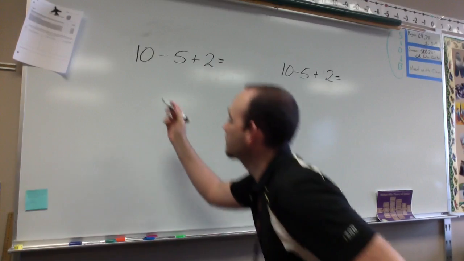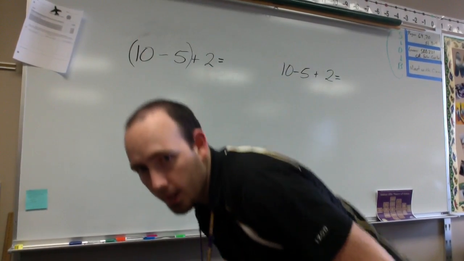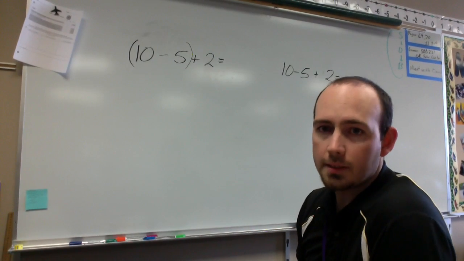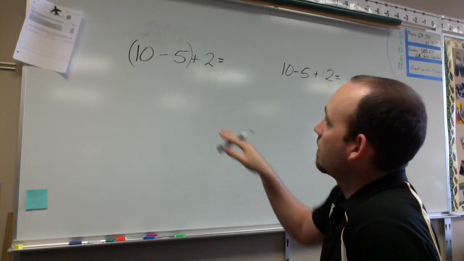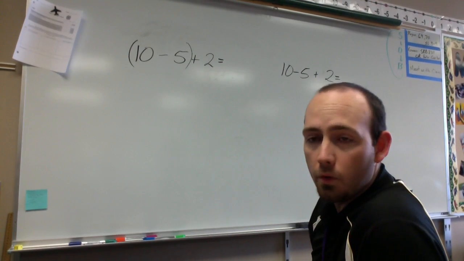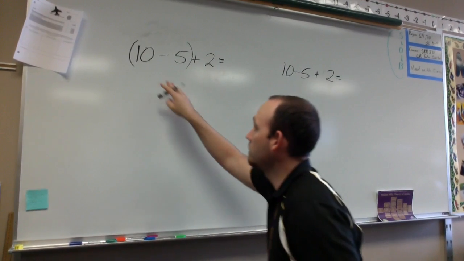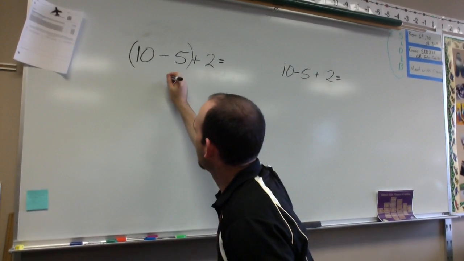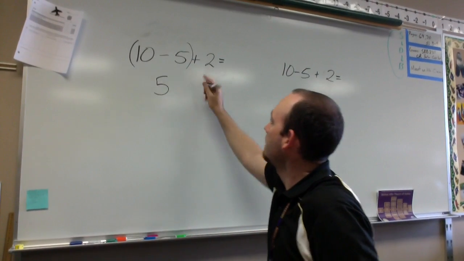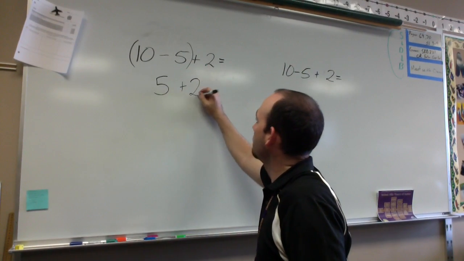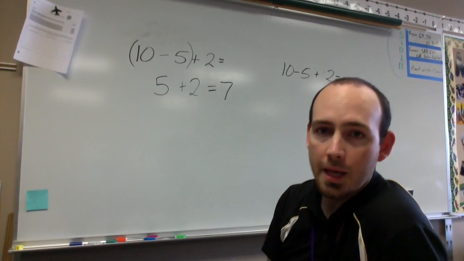So this first one, I'm going to put the parentheses around the 10 minus 5. When I add parentheses to something, that means that I want you to do that first. So if you ever see parentheses in a number sentence, it means you do that before you do anything else, and you just follow your steps along. So 10 minus 5, we should know that is 5, so I'm just going to rewrite that right under the parentheses, then copy down the rest of it. So that turns into 5 plus 2 equals, this one is going to be worth 7.